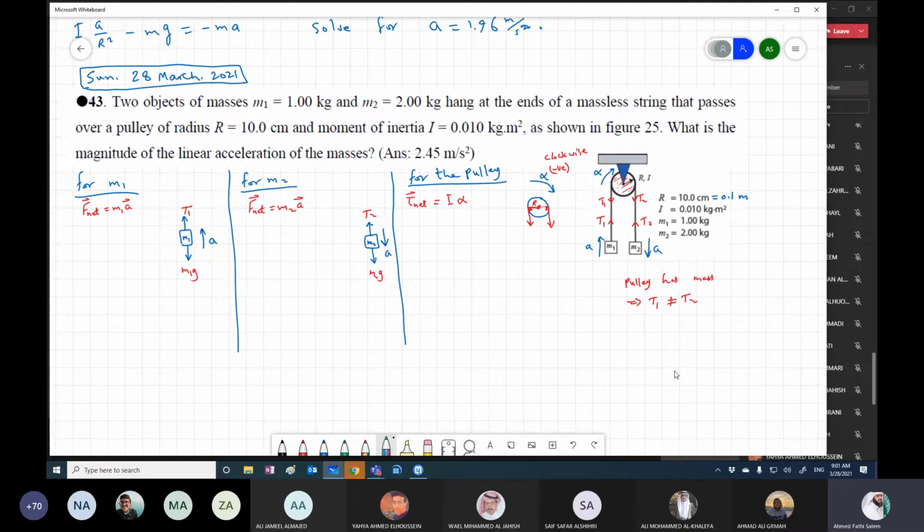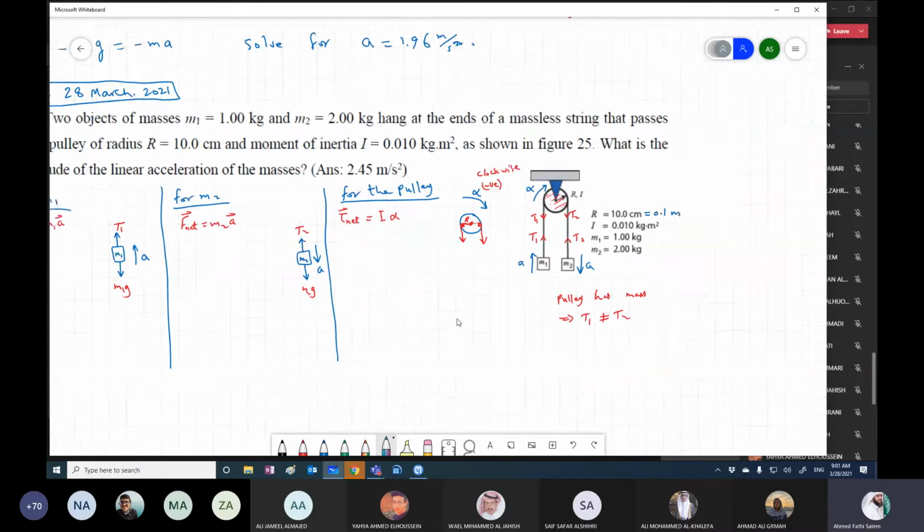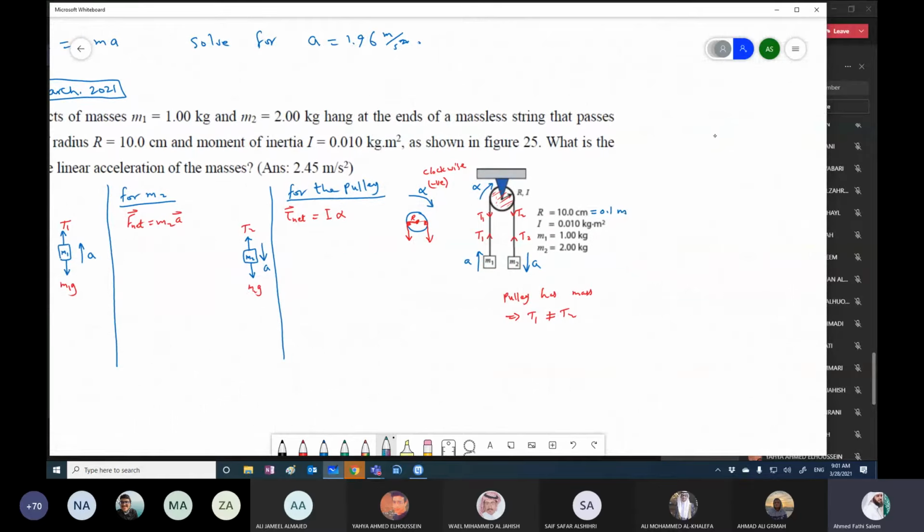We applied Newton's second law for rotational motion, and we found that we have replaced F net equals MA. This is what we had in chapter number 5. Now we replaced F net with the torque net equals I alpha. So torque net equals I alpha.